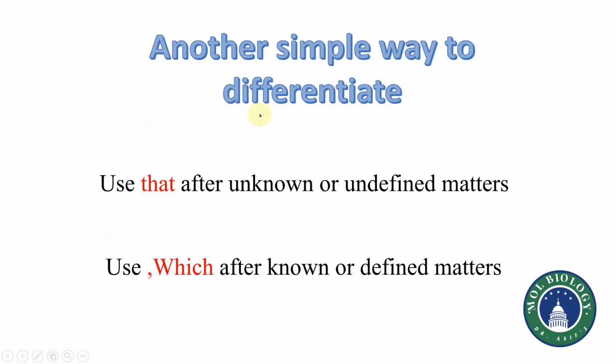Another simple way to differentiate between "that" and "which" is to use "that" after unknown and undefined matter. If the matter is unknown and undefined, you can use "that", and you can use "which" after known or defined matters, as I have already shown in the examples, but remember to place a comma before "which".